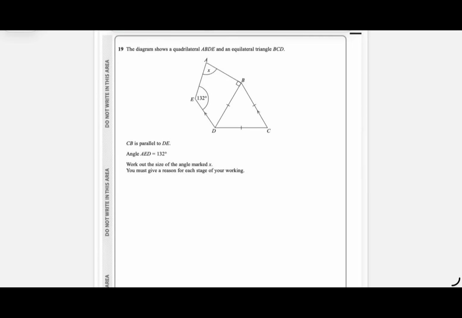Hello. So in today's video, we'll be solving question 19 on the GCSE Maths Foundation Paper 2 paper. And today we actually have a question on angles.